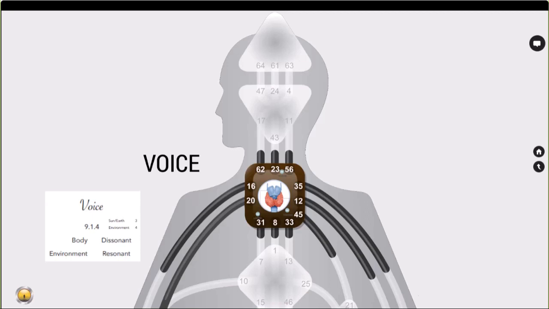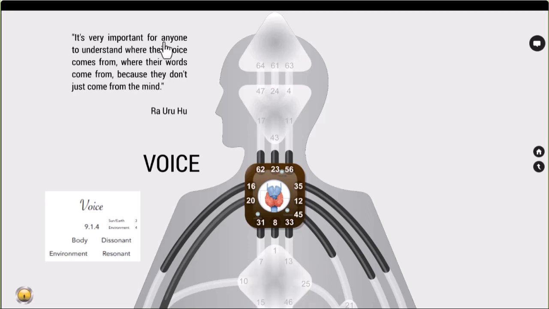So it's very, very critical for anyone to understand where their voice comes from, where their words come from, because they don't just come from the mind. They don't. There's all these other voices that can speak. They speak in relational context to life. So when you're talking about your design, remember, everyone has everything. You either have activations that are dormant in the design.